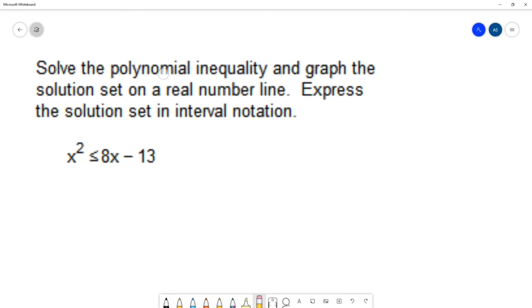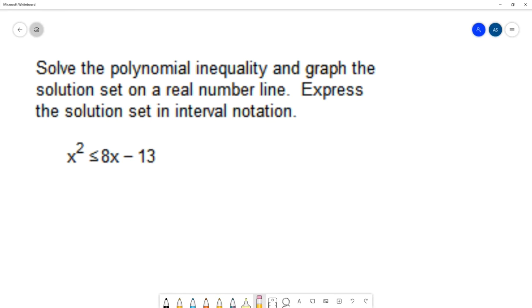We want to solve the polynomial inequality and graph the solution set on a real number line. Express the solution set in interval notation. The polynomial inequality that we're working with is x squared less than or equal to 8x minus 13.